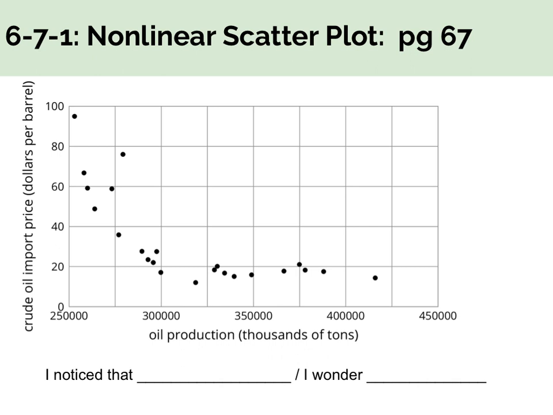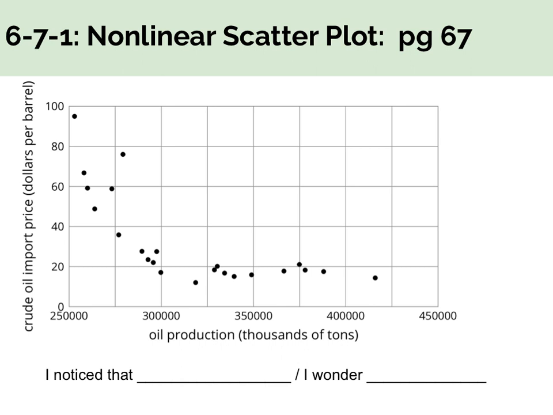So a couple of things you can do. I noticed that the points are not all on the same line. I noticed as the production increases, the price decreases. A couple of things you can wonder. What does the oil production or import prices mean? I wonder, is it okay to model this relationship using a line? Why does it seem to level out at the end? Why does it do that?